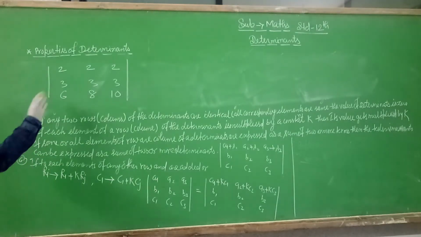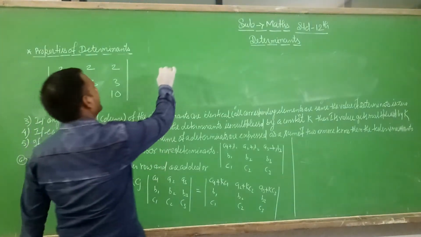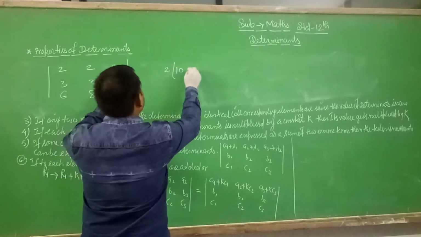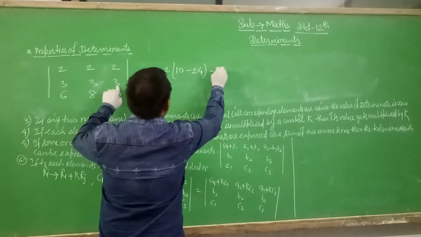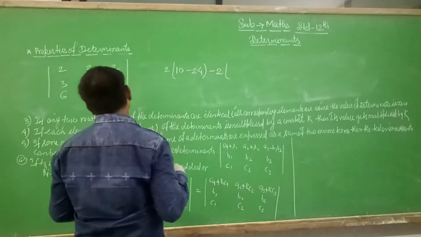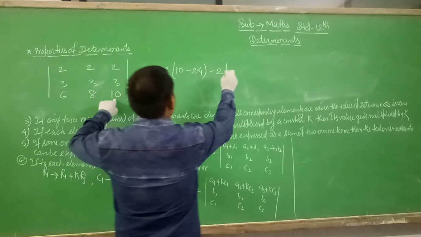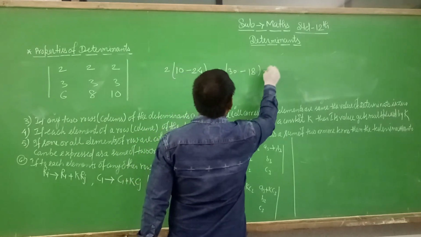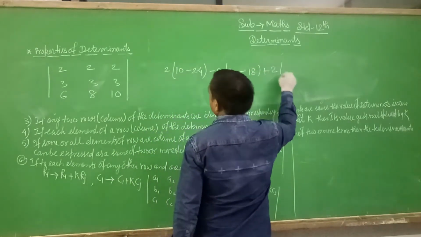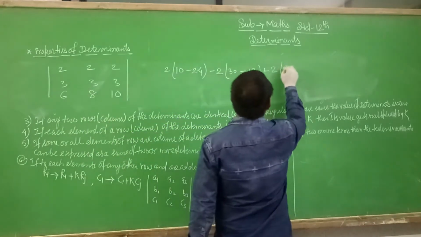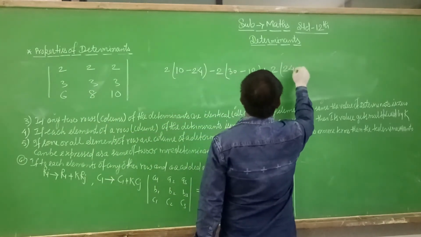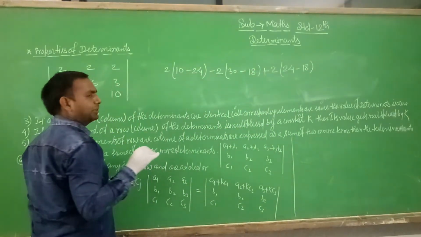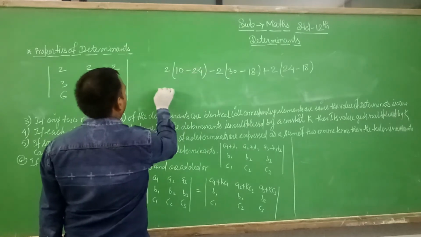But how can you solve it? Here we show that if you are doing the expansion, then this is a 2. So 3 tens are 30 and 8 threes are 24, so minus 24. Then minus 2, then 3 tens are 30 and minus 6 threes are 18. Another element is 2, so 3 8s are 24 and 6 3s are 18, so minus 18. Here you see that 10 minus 24 is minus 14, and 14 2s are 28, so this is minus 28.